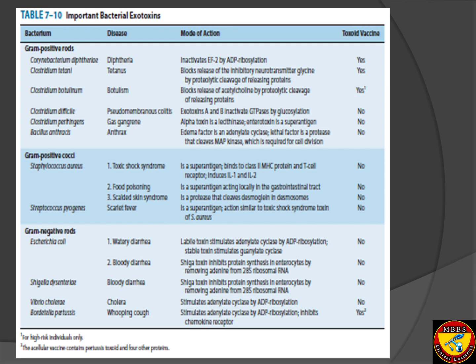Clostridium perfringens is another Clostridium which produces toxin that causes gas gangrene, and alpha toxin again is the enterotoxin, and it also acts as a superantigen. Then Bacillus anthracis causes anthrax or inhalational anthrax, and in this one, edema factor is an adenylate cyclase, and there is also a lethal factor, which is a protease. It cleaves the MAP kinase, which is required for cell division. So these are the modes of action.